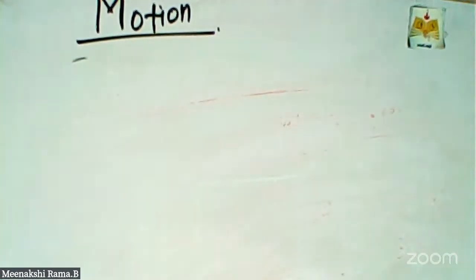That is, what are centripetal acceleration and centripetal force, and freely falling body. What is a freely falling body? And then uniform circular motion. What is uniform circular motion?